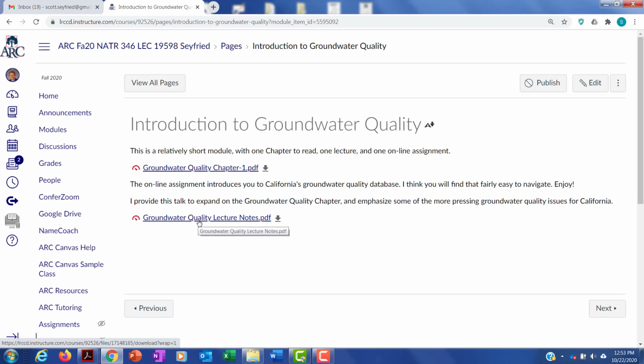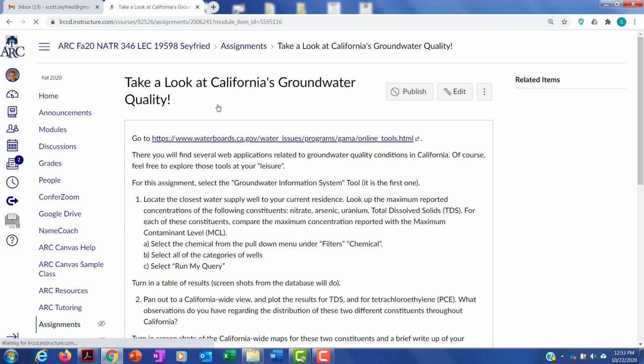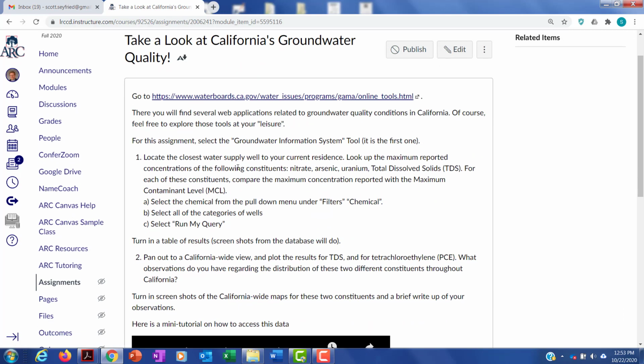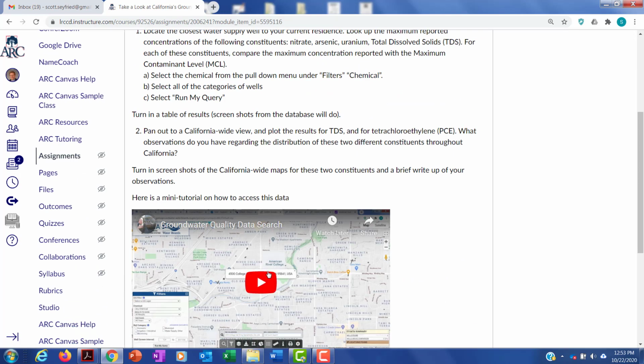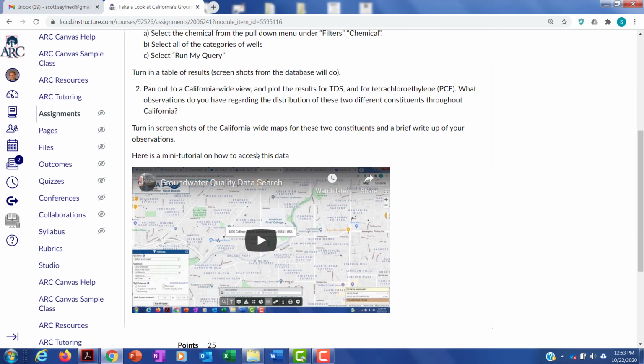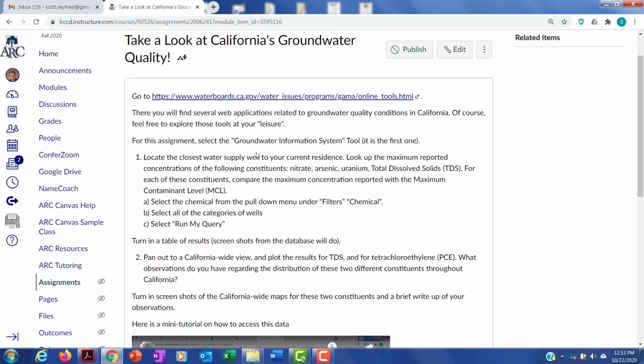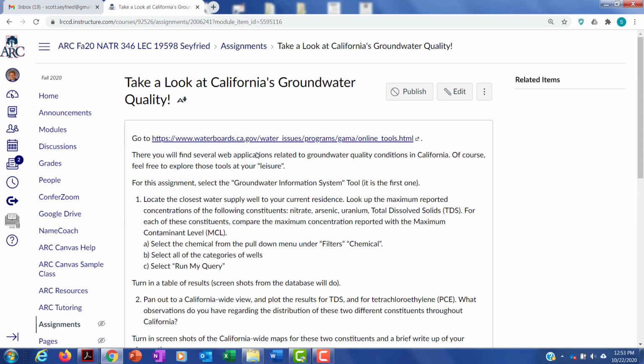go through, and then you'll also see a pretty small assignment that asks you to go into California's groundwater quality database. It's going to be less cumbersome than the other assignments. I do walk you through it here. And you can go and surf around and look at groundwater quality from wells in your area. It's kind of a cool tool, a good way to access data, and a good way to get a deeper understanding, I think, of groundwater quality.